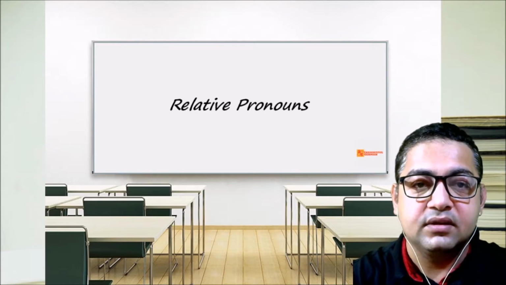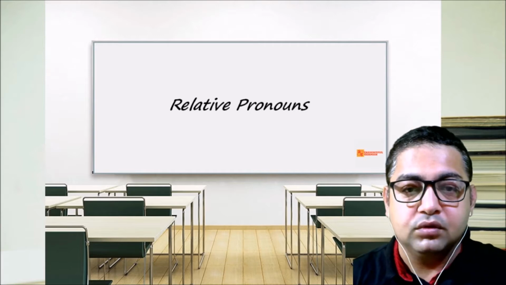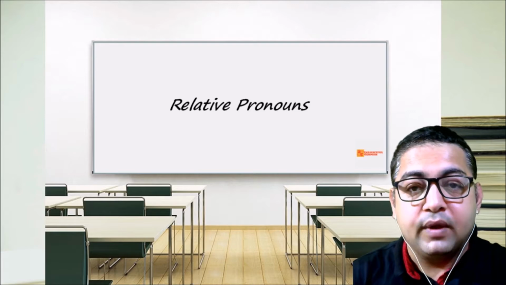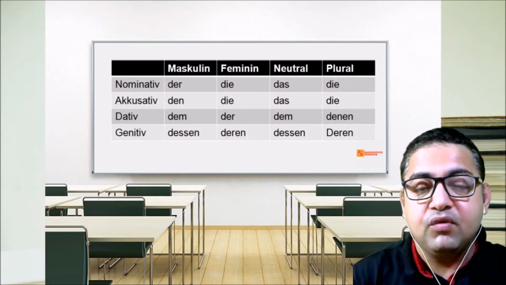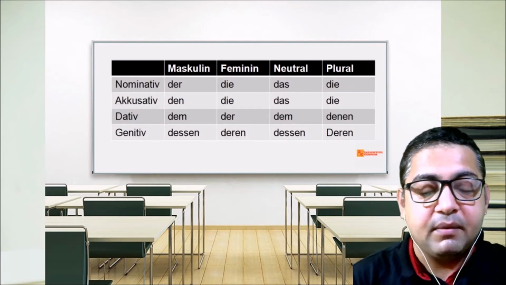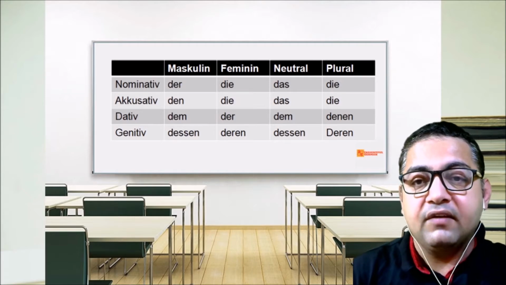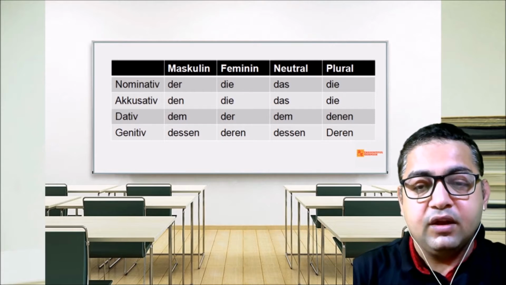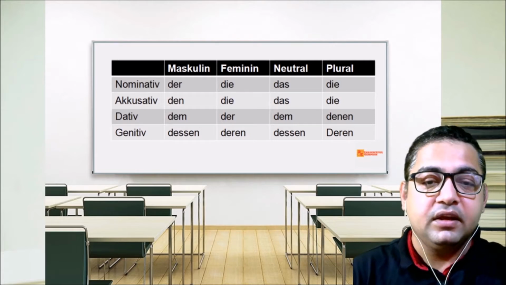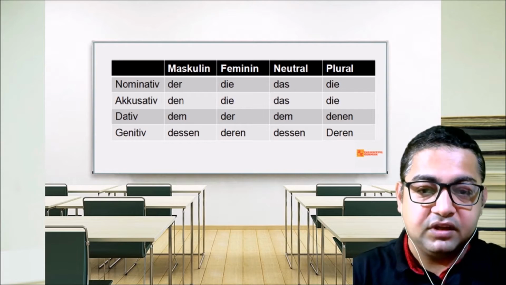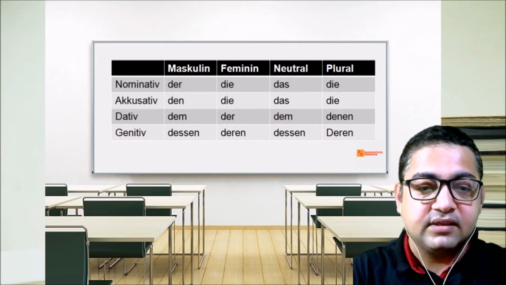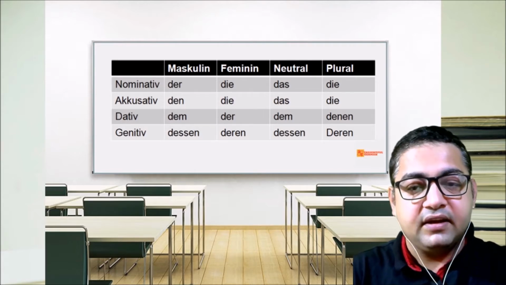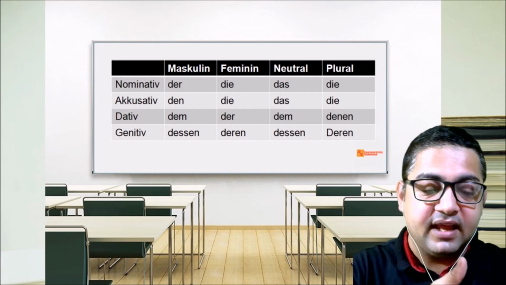In this session, I am going to take you through relative pronouns, what relative pronouns are, and how these are used in the German language. As we see, we have four categories in this language: masculine, feminine, neutral, and plural. And we have four different cases, which are nominative, accusative, dative, and genitive. In nominative, we have the articles der, die, das, and die in terms of plural and singular. Accusative, we have den, die, das, die. Dative, we have dem, der, dem, denen. And genitive, we use dessen, deren, dessen, and deren.